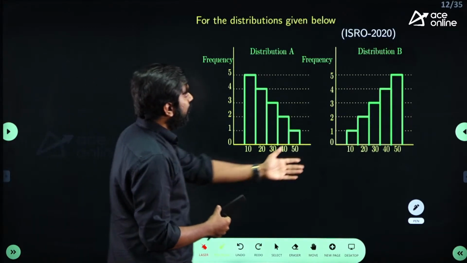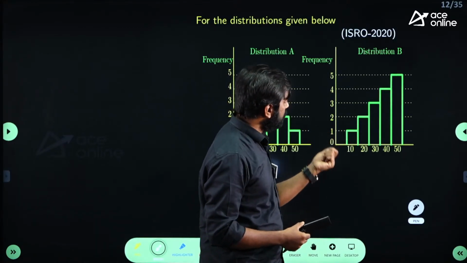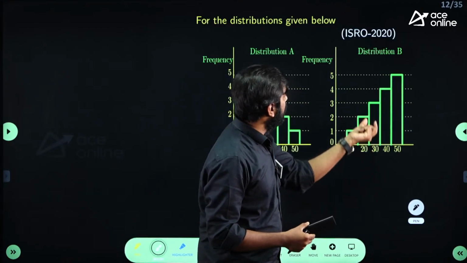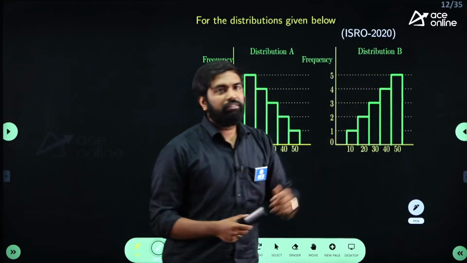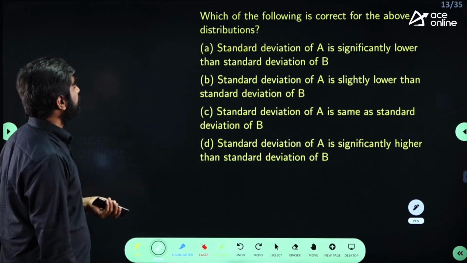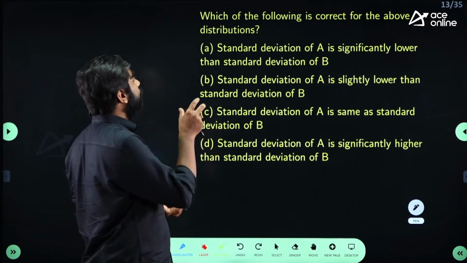In the same way, there is another distribution where the observation 10 is repeating once, the observation 20 is repeating 2 times, observation 30 is repeating 3 times, observation 40 is repeating 4 times, and this one is repeating 5 times. So some data is given to us. What are they asking? Which of the following is correct for the above distributions?